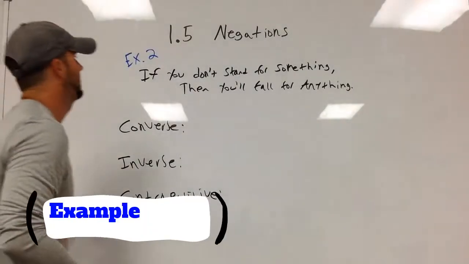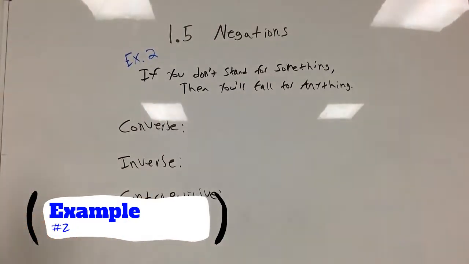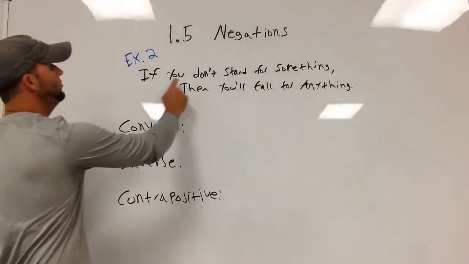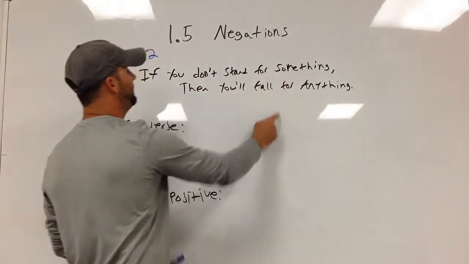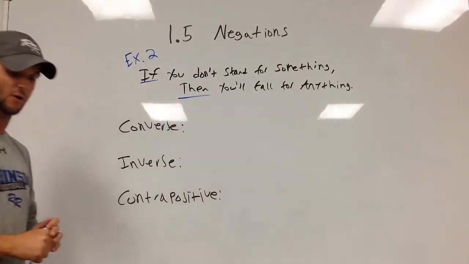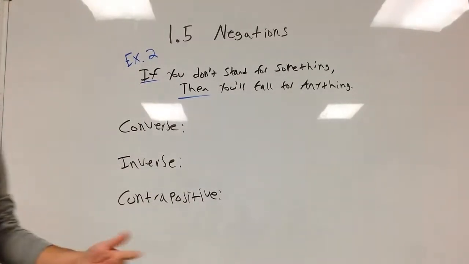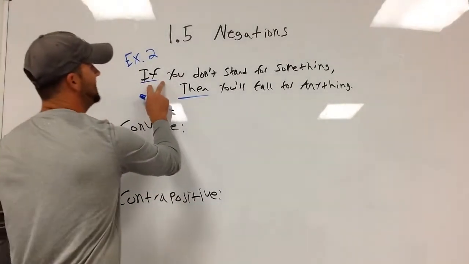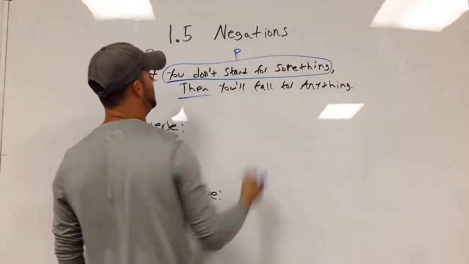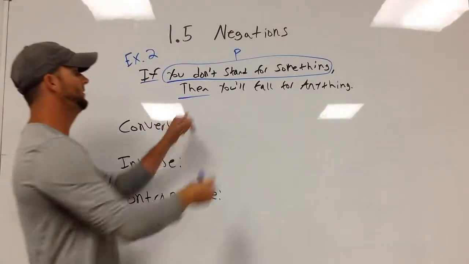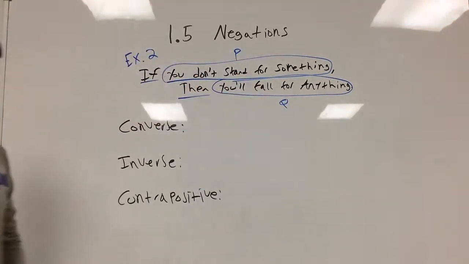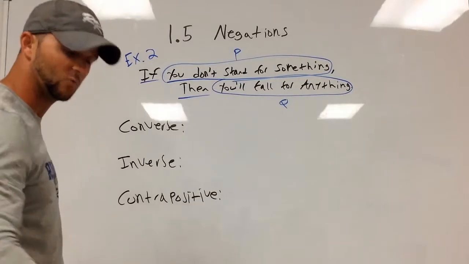Alright guys, to make this quick, I'm just going to run through example 2 real quick. Hopefully you can stay with me. Here we go. Right now I have a conditional statement: if you don't stand for something, then you'll fall for anything. So we have an if-then statement. What I need to do first is point out the hypothesis and the conclusion. Anything that comes after if is always your hypothesis, so this is going to be your P. Anything that comes after the then is always your conclusion, so this is going to be your Q. So if P, then Q. That's how it works.